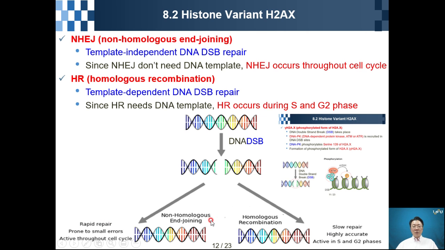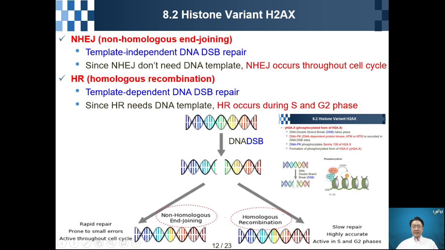Okay, so in the previous slide, we learned that after DNA DSB happens, gamma H2AX is made. After that, non-homologous end joining or homologous recombination happens. Non-homologous end joining, we call it NHEJ. Non-homologous end joining is a template independent DNA DSB repair.